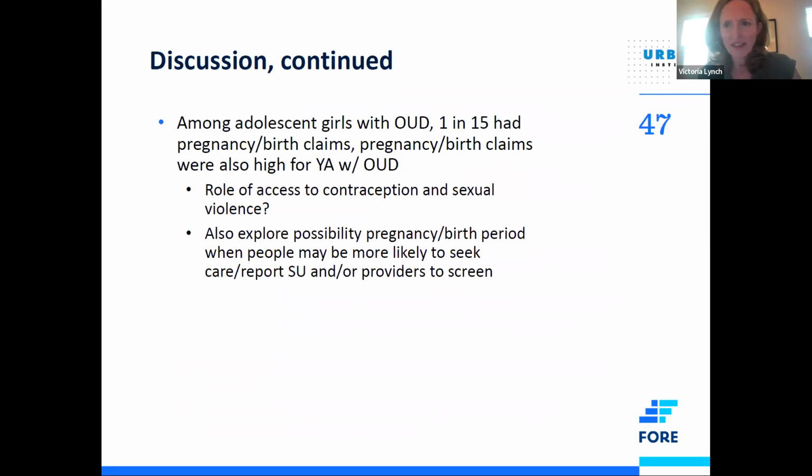We note again the questions around pregnancy and birth, pointing to issues with access to contraception and sexual violence, and the need to further explore the role that pregnancy and the birth experience may have in people reporting substance use, seeking care, or provider screening. Next slide.